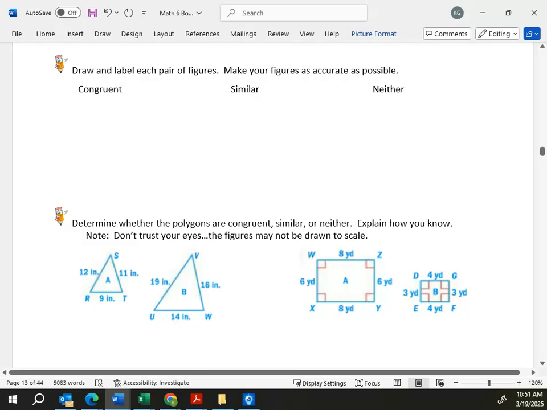Draw and label each pair of figures. Make your figures as accurate as possible. If it is congruent, your two figures are going to look what? James? They're going to look the same, identical. If they are similar, you need to have your one be big and one be small. And those measures for each side that match up need to be proportionate. Divide by the same number or multiply by the same number for every side. If it's neither, they're not going to look alike at all, right?